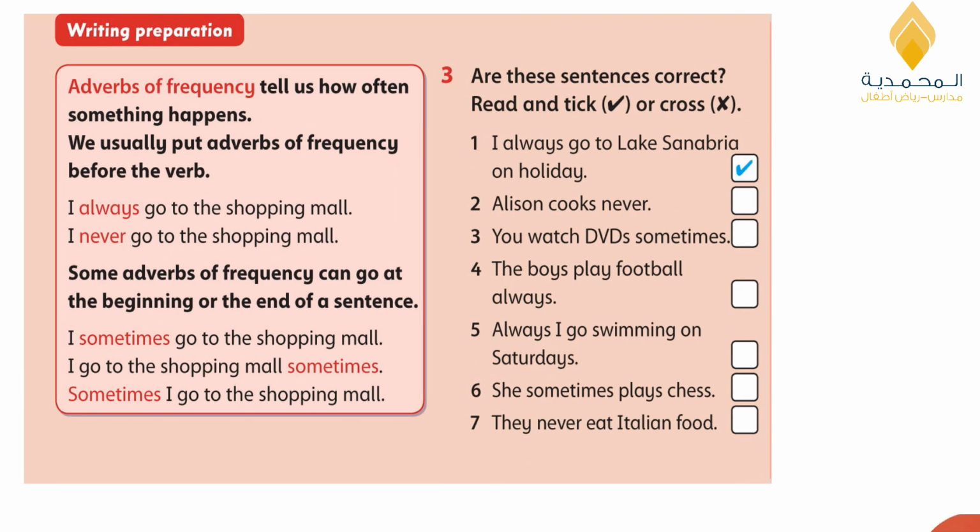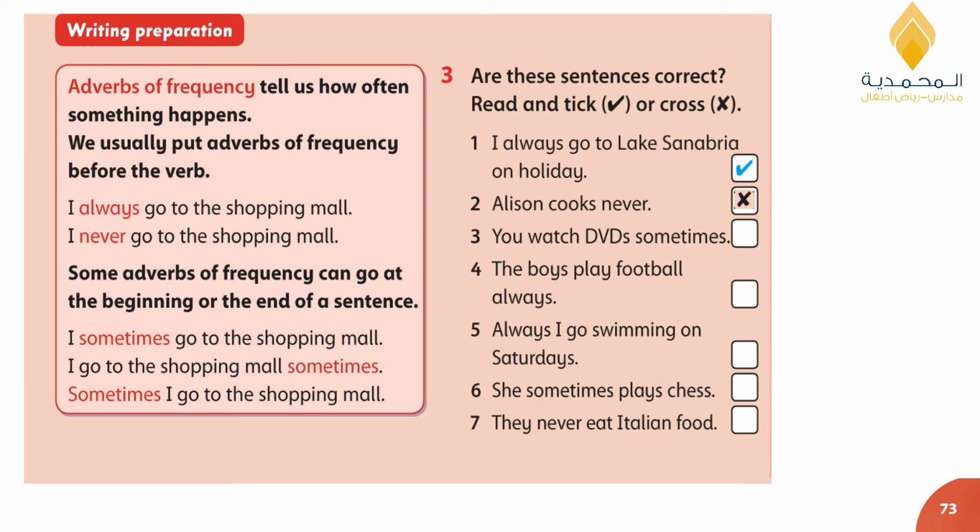Here, we are in class book page 73, writing preparation, exercise number 3. Are these sentences correct? Read and tick or cross. Number 1. I always go to Lake Sanabria on holiday. Correct. Number 2. Alison cooks never. Incorrect.